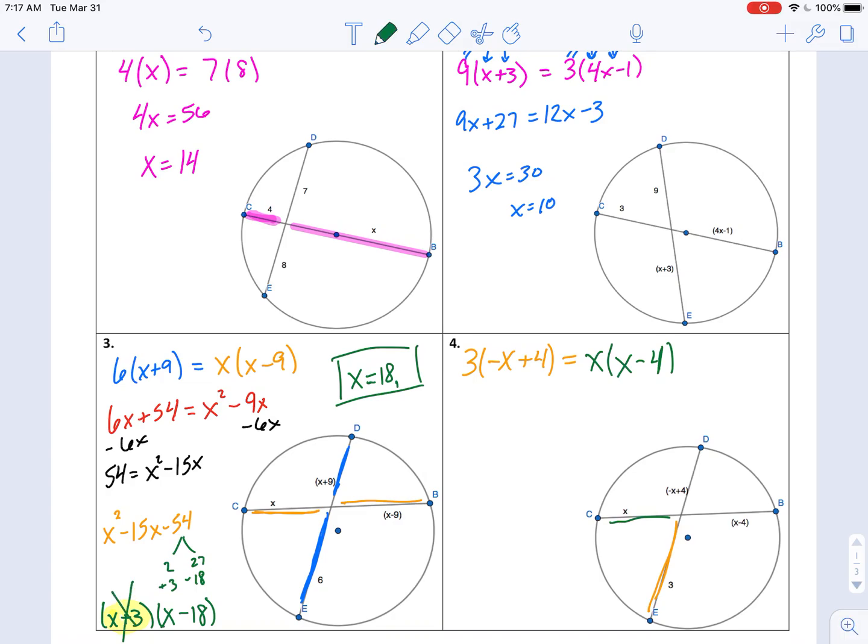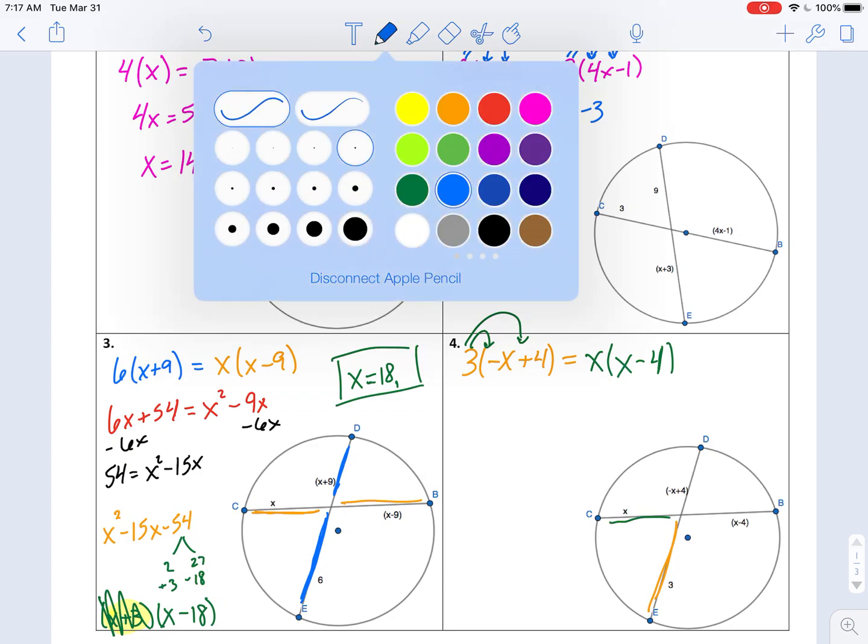Well, I can't measure like negative 3 feet. So we're never going to worry about the negative answer. We're not going to take this one. We're just going to take the positive root of our quadratic.